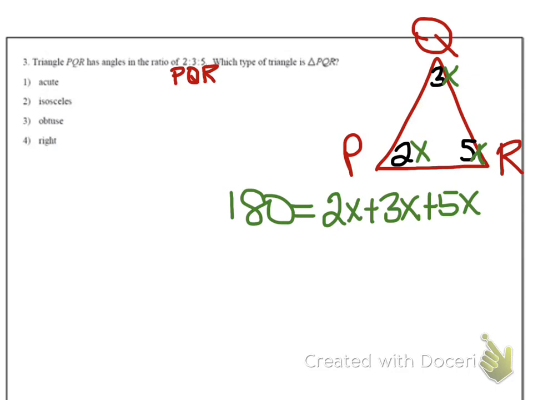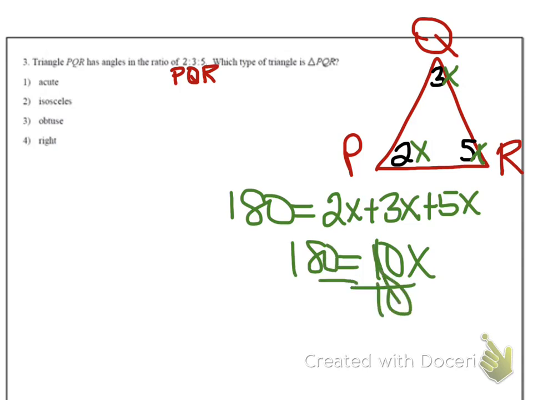From there you're going to solve, so you're going to combine like terms. You have 2x, 3x, and 5x, which makes 10x, equal to that 180 still, divide by 10, and x would equal 18 degrees. Again, that's not your answer. In order to figure out what type of triangle, we actually need to plug that 18 back in to the 3 angles that we have.